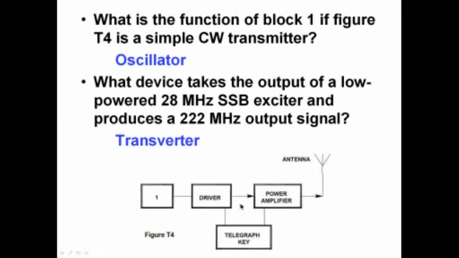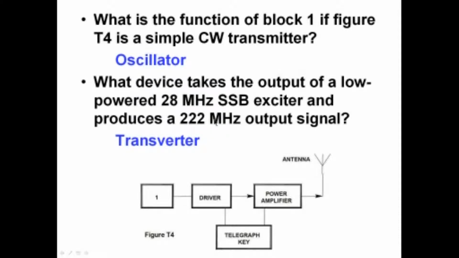We have everything identified here that we need except a source of the signal. Block 1 is the source of a signal, and a thing that creates a signal is an oscillator. So block 1 is an oscillator. Creating the signal, it goes through the driver amplifier, goes to the power amplifier, and is turned on and off by the telegraph key so that we can send Morse code with it.